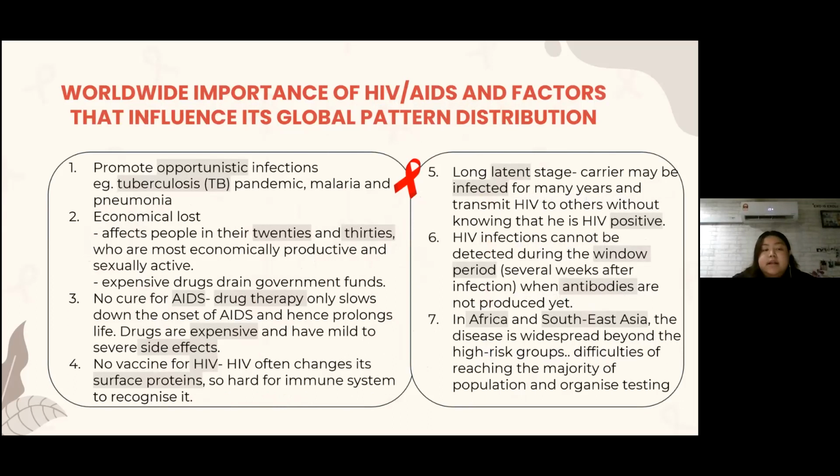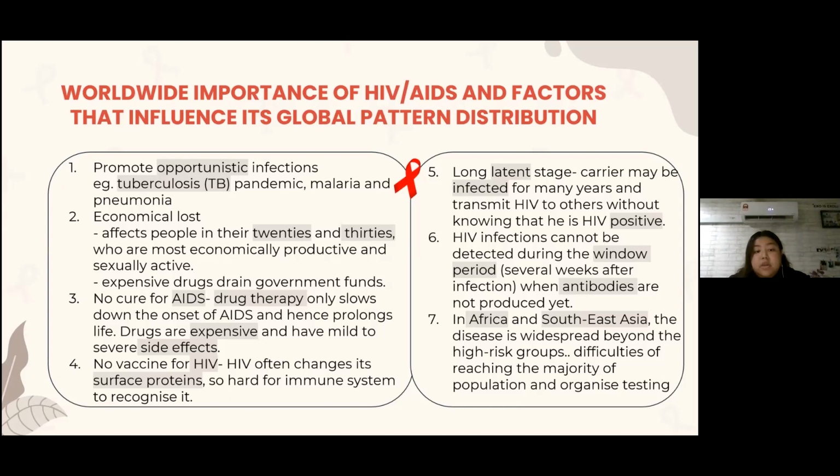So now we will discuss the worldwide importance of HIV and AIDS and the factors that influence its global pattern distribution. So number 1, it promotes opportunistic infection, such as tuberculosis, pandemic, malaria, and pneumonia. Secondly, economical loss. It affects people in their 20s and 30s who are most economically productive and sexually active. Also, the expensive drugs drain the government funds.